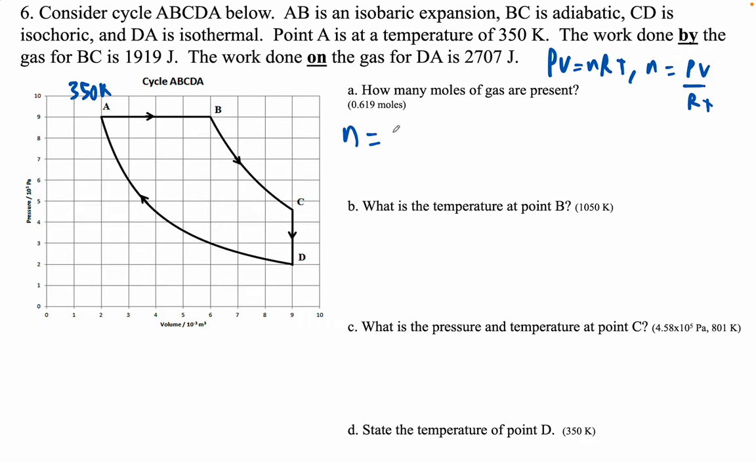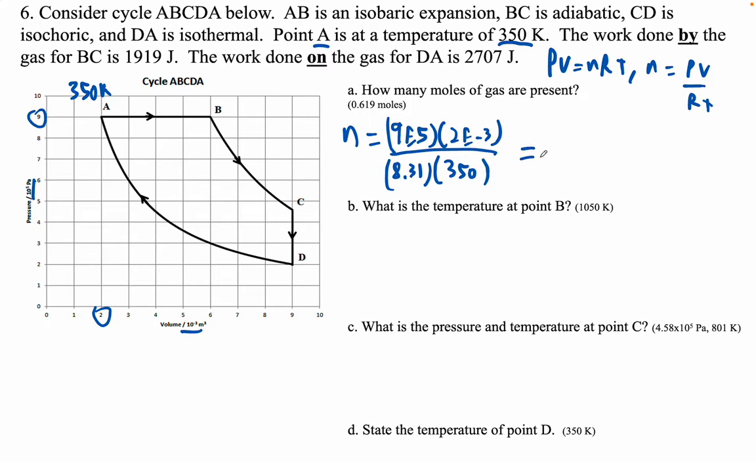P is 9 times 10 to the 5th, right? V is 2 times 10 to the minus 3rd, right? R is 8.31. And what does it say? The temperature is 350 at A, right? All right, so let's do that. Let's calculate what that is.